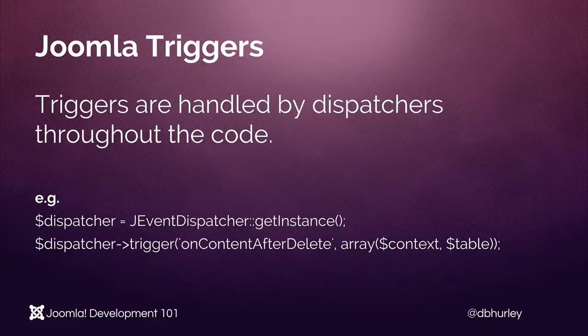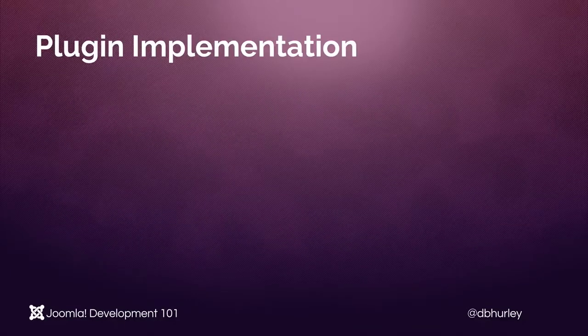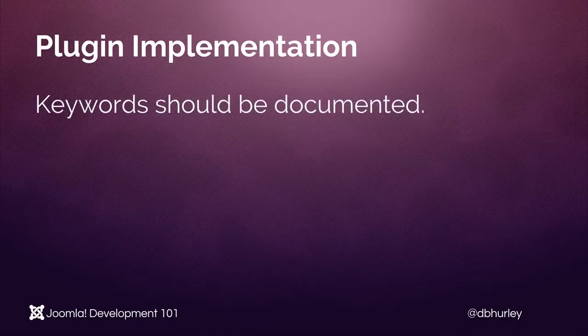Next, let's look at plugin implementation. And as I mentioned, we're going to talk about a couple of different implementation techniques. First, we're going to talk about keyword documentation. We want to make sure that any keywords that the user is going to have to use with our plugin is well documented and easy for them to find. It's important to note here that the plugin we have created, Link Protect, does use keywords. However, plugins do not have to have keywords.